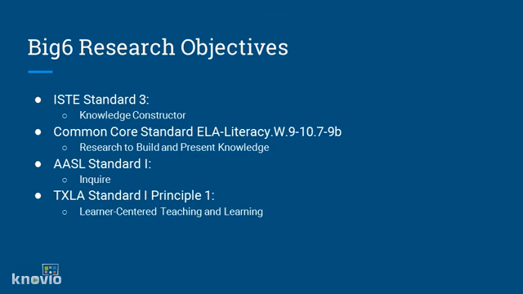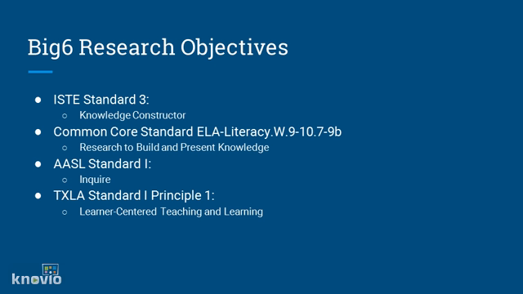In addition to our class standards, there are also some standards that we're going to cover with Big 6 that go across different standards that we have in the library and technology in the state. So ISTE Standard 3 says that you'll be a knowledge constructor, meaning that you're going to search for knowledge through the research process and use that knowledge to construct a product.